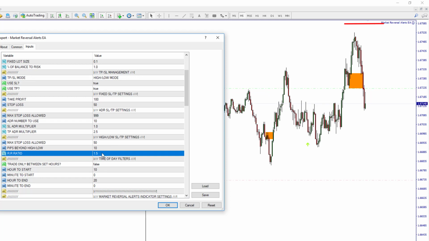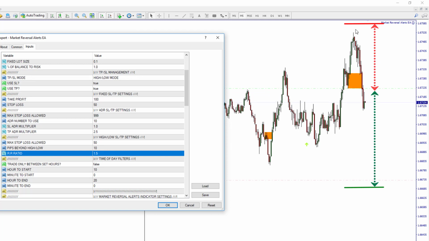So we would always recommend a minimum of a 1.5 to 1 risk reward. What it will do is take the measurement from your entry to the high and then multiply that by, in this case, 1.5 to give you a positive risk reward.